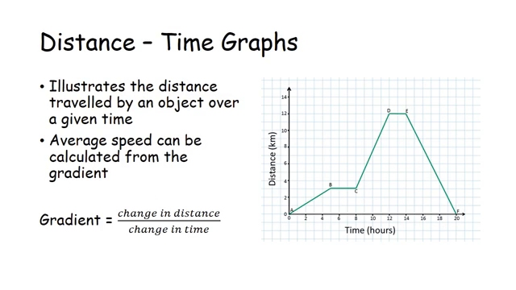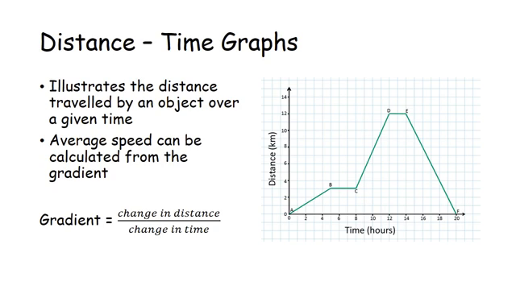Now, distance time graphs are here to illustrate visually how an object is traveling and the distance traveled by that object over a particular given time. Now, sometimes these objects may be staying still, they may travel a distance then stay still, or they may travel a certain distance using a given speed. Now, this average speed can be calculated on this graph directly by calculating the gradient.